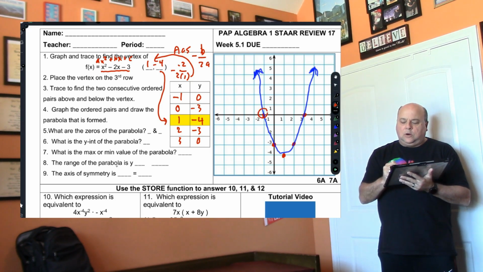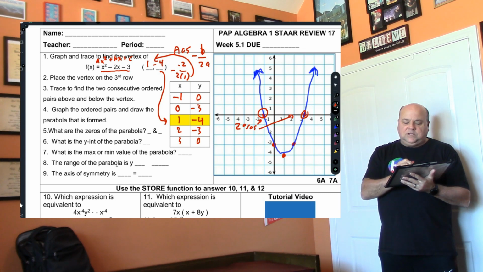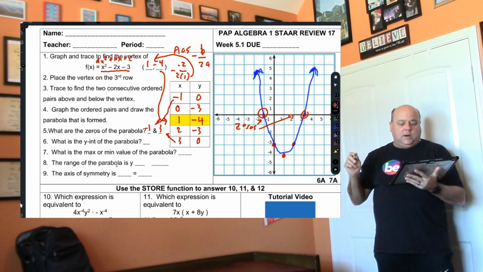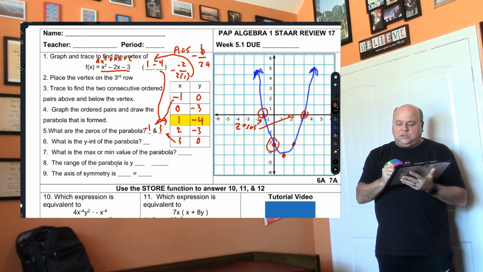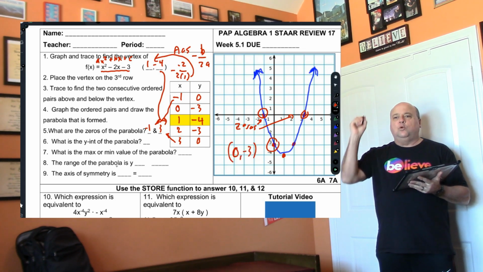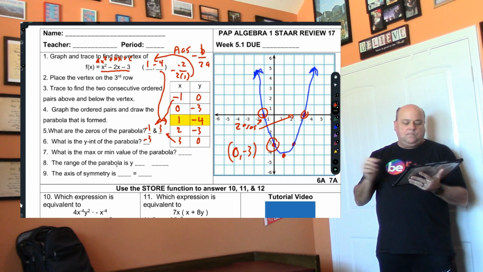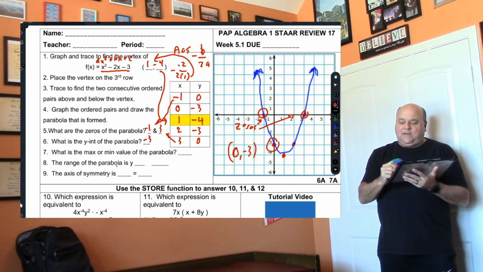The zeros are the x-intercepts. Those are the zeros, right? The zeros in this problem are -1 and 3, aren't they? So the x-intercepts, the numbers that output 0, are -1 and 3. The y-intercept is right here. That's like your starting amount. Okay, so if we start off with 0, we got -3. That's our starting amount.